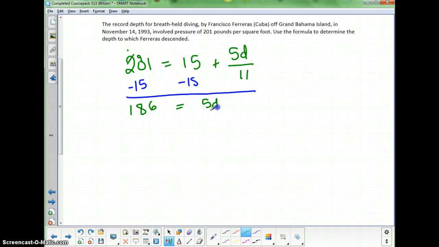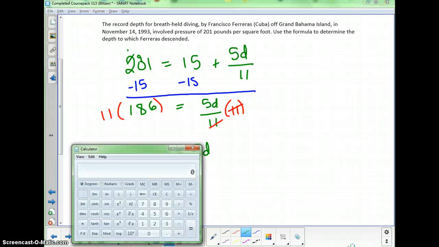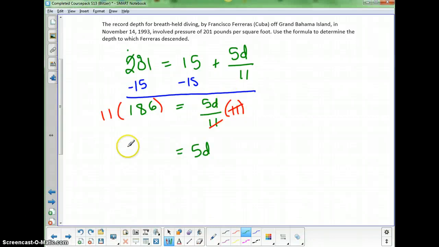equals 5d over 11. Now to continue solving this, this is 5 times d divided by 11. Let's go ahead and get rid of this division first by multiplying both sides by 11. So that's going to give us 5d on the right-hand side. And 186 times 11, so let's figure out what that's equal to. 186 times 11 is 2046.